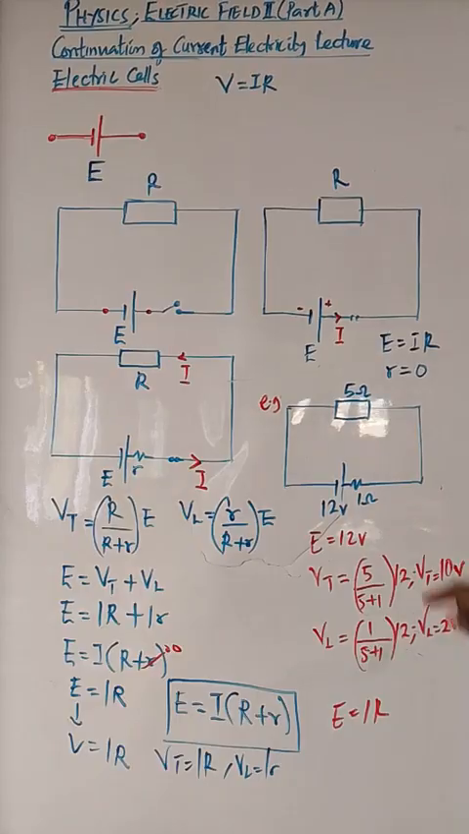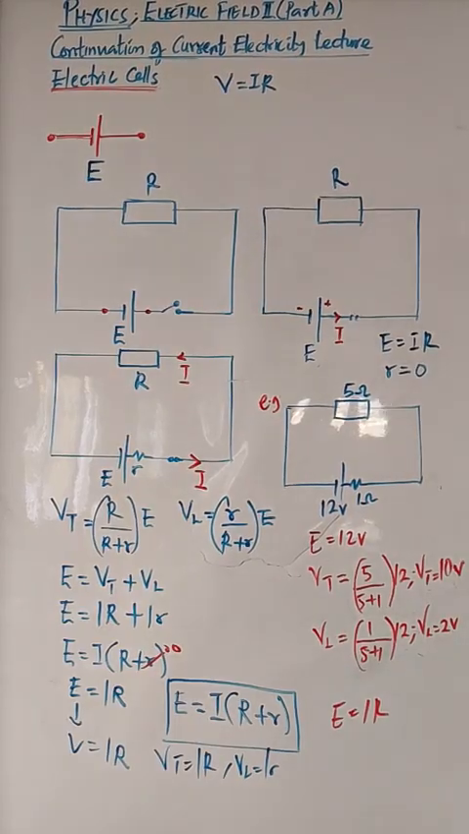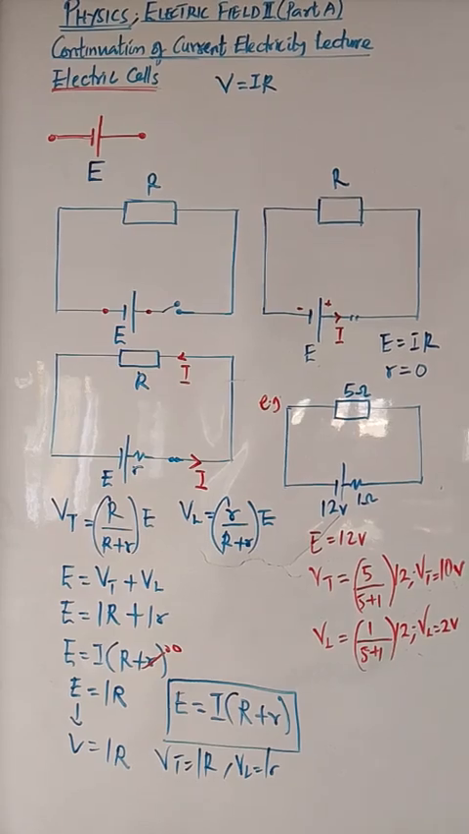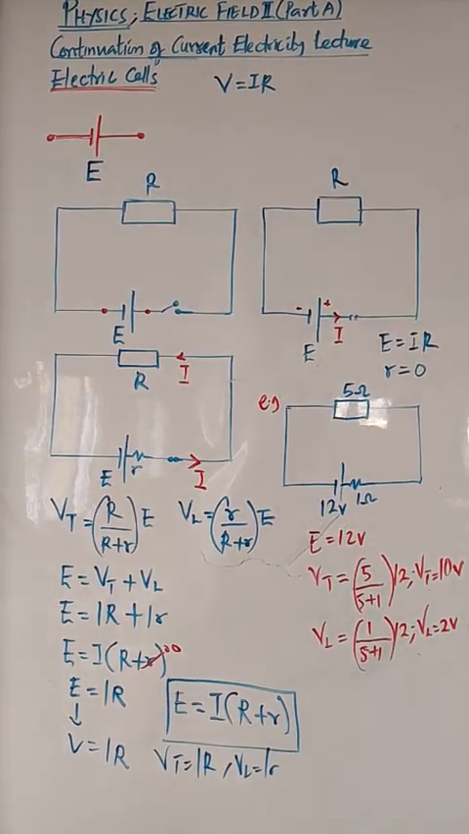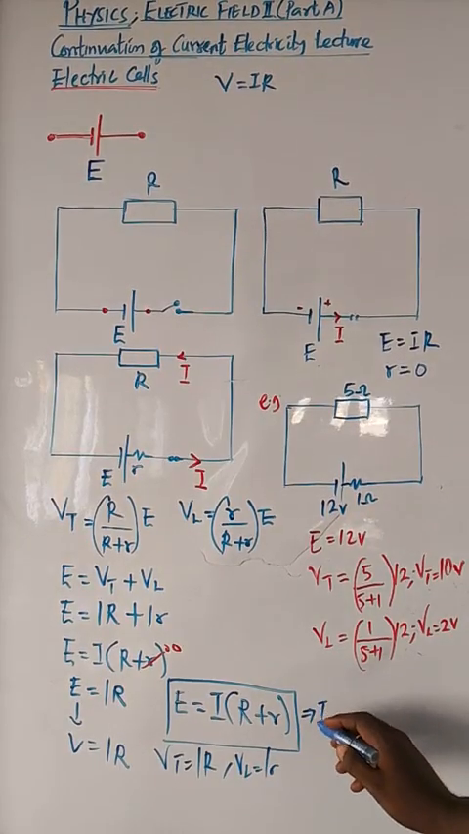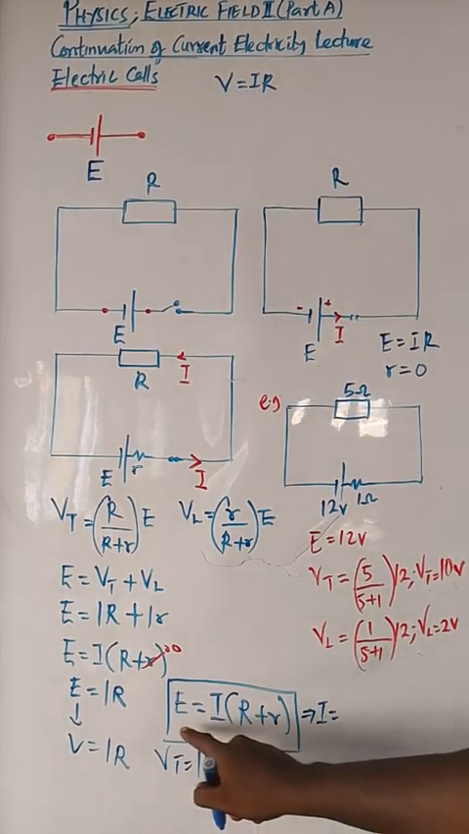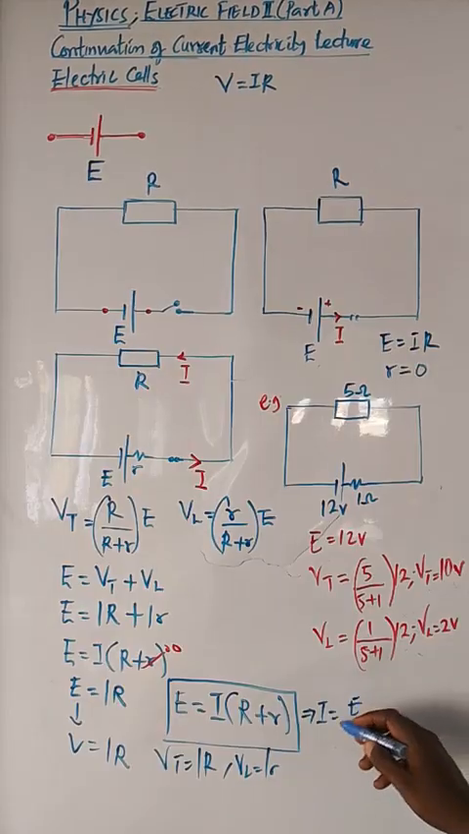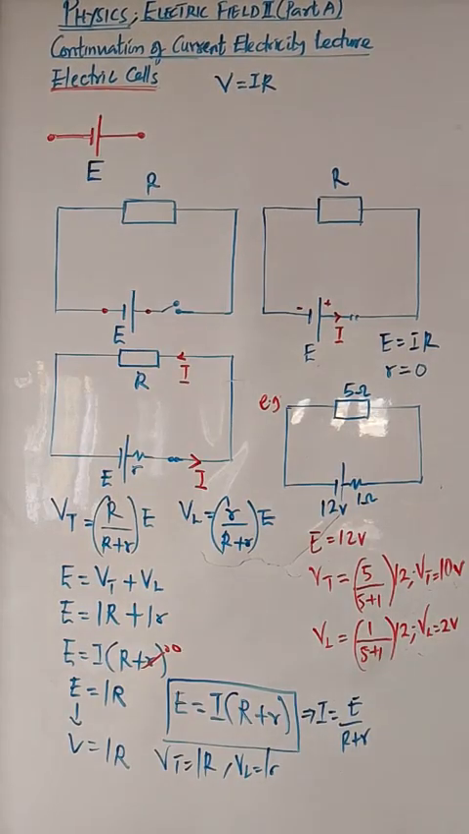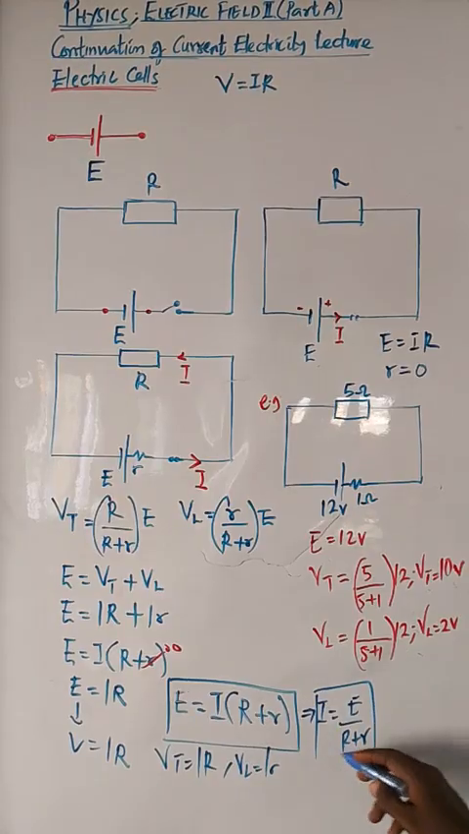Now for this particular one, let's calculate the current. How can we get the current? We can get it from this formula. In fact, from that formula, we can write out the current. So from here, it implies that the current equals E divided by R plus r, that's E over R plus r. That will be the current that will be supplied. Formula for current from there.